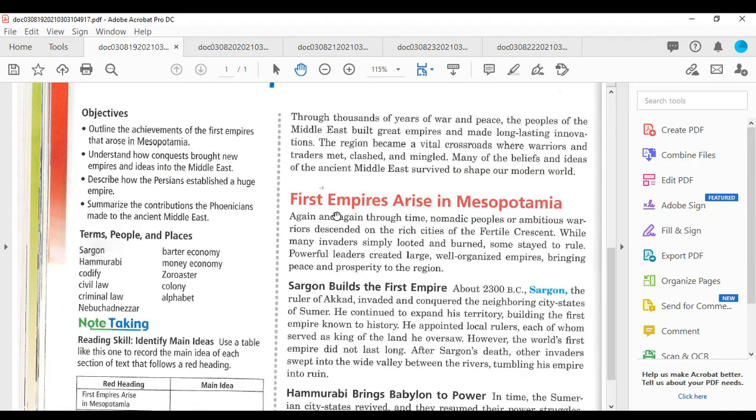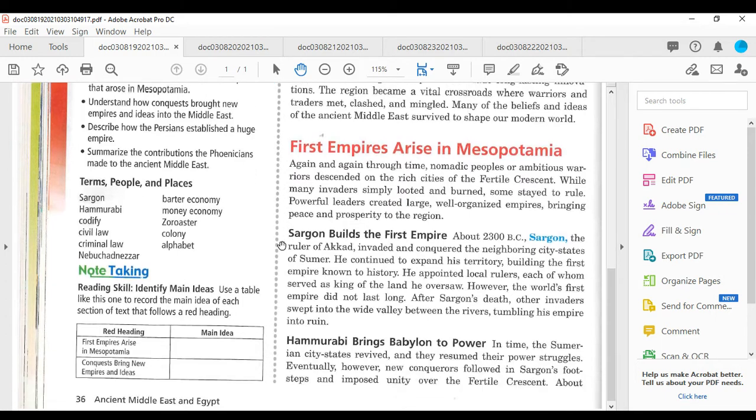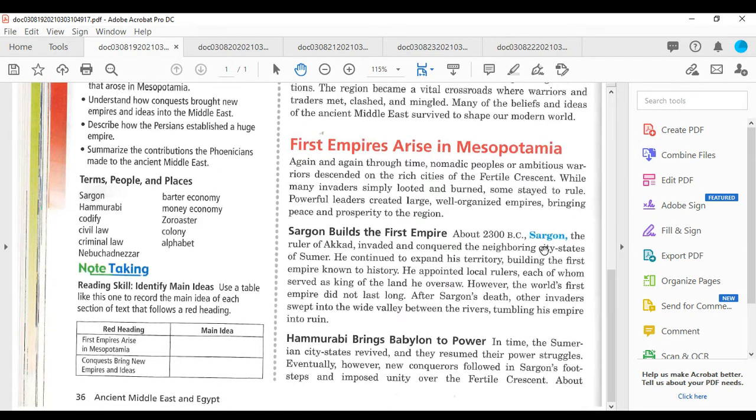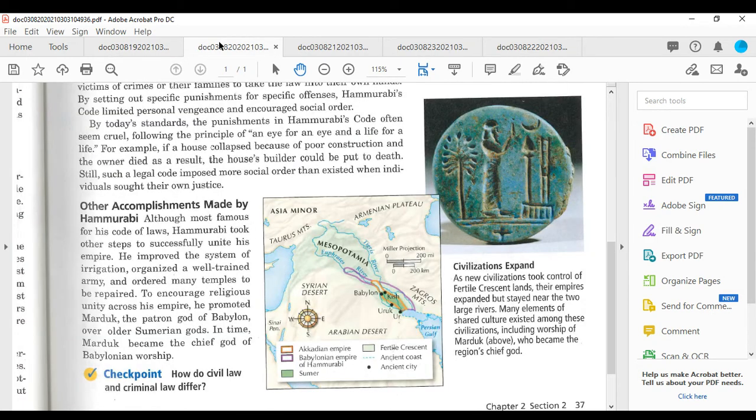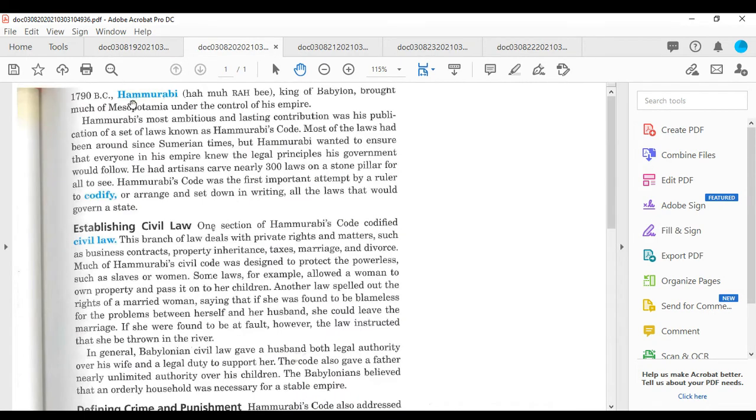First major heading we see, First Empires Arise in Mesopotamia. Subheading, Sargon builds the first empire. We see Sargon in blue. The next subheading, Hammurabi brings Babylon to power. Next page. Hammurabi in blue. Codify in blue, codify.